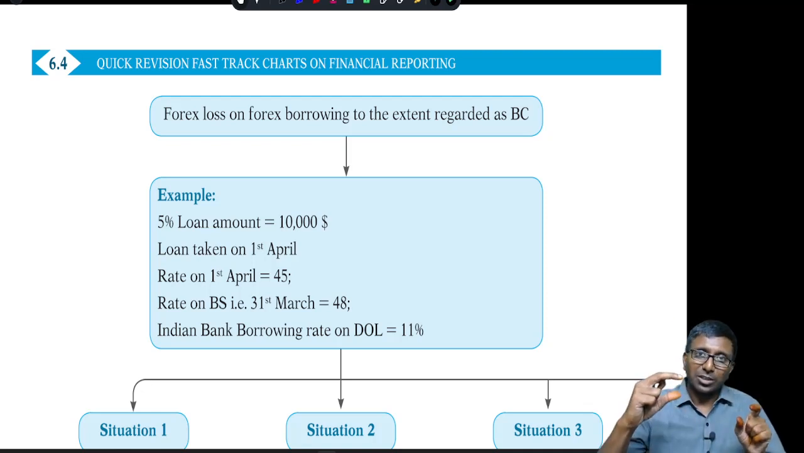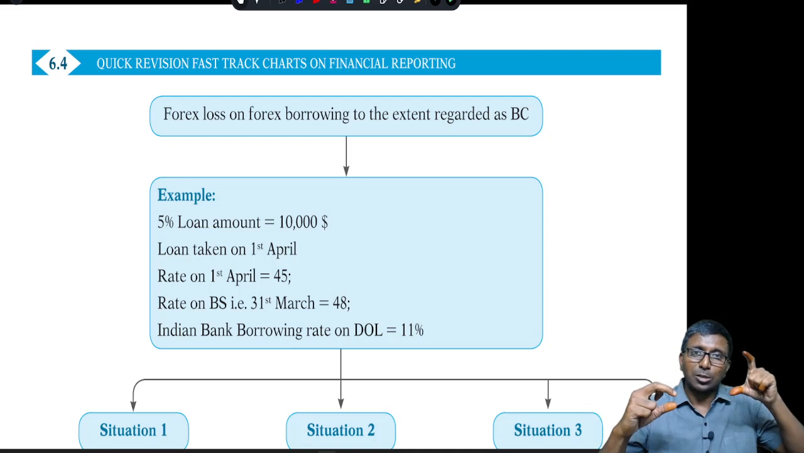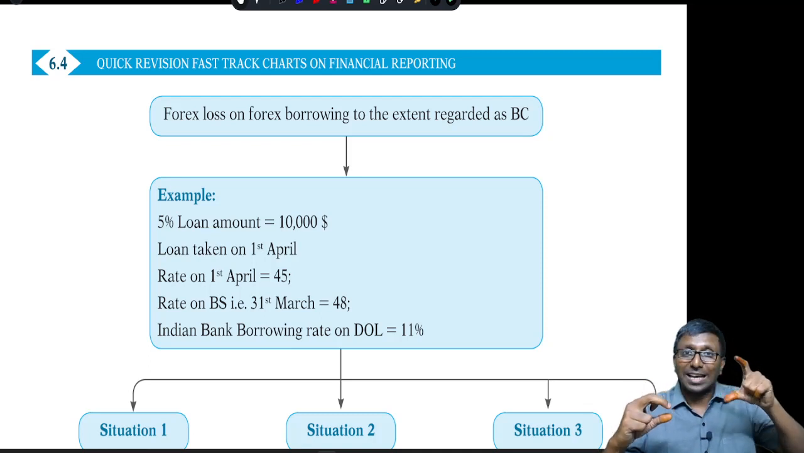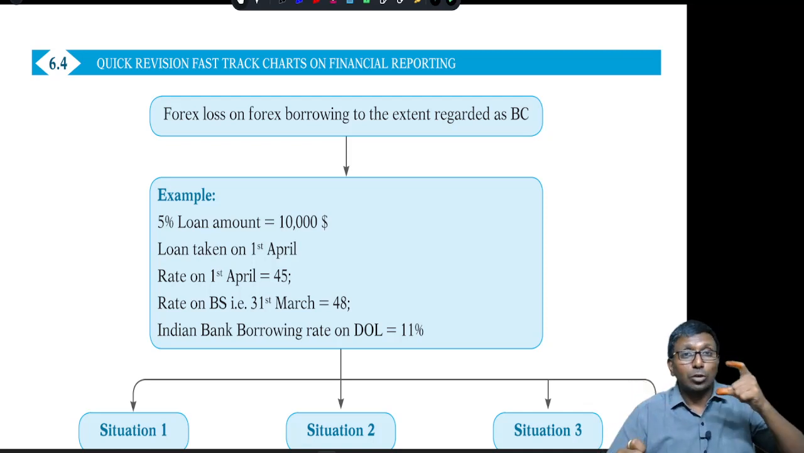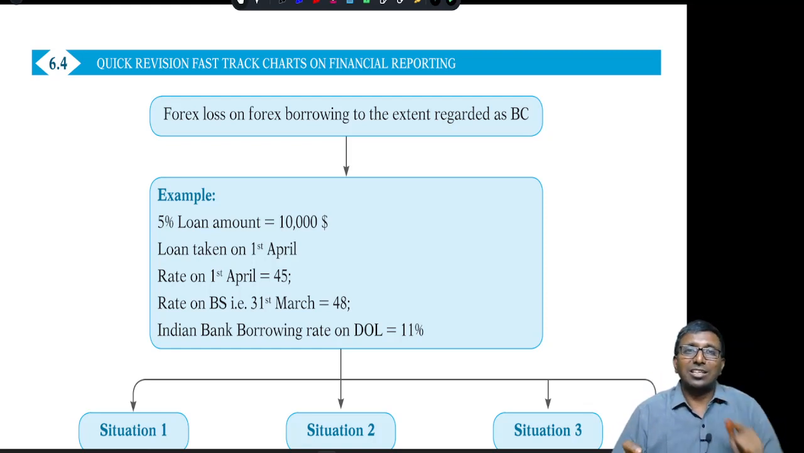Suppose the Indian borrowing cost is 90,000, but the actually incurred borrowing cost, including the foreign exchange loss, is equal to 1 lakh. Then out of 1 lakh, to the extent of 90,000 is supposed to be capitalized, and the remaining 10,000 will be treated as a foreign exchange loss, dealt with by Ind AS 21.